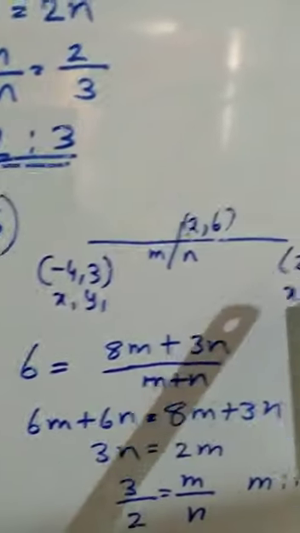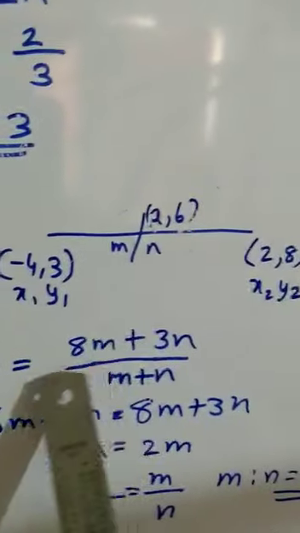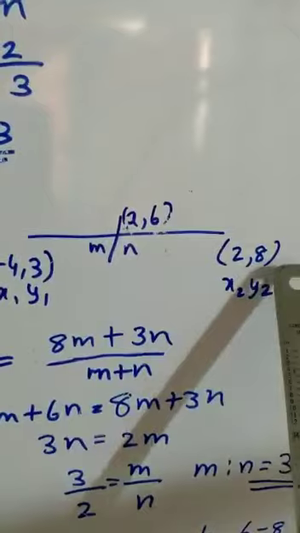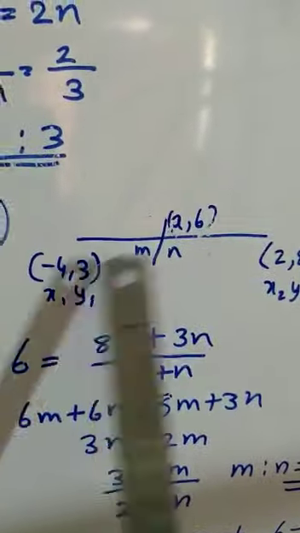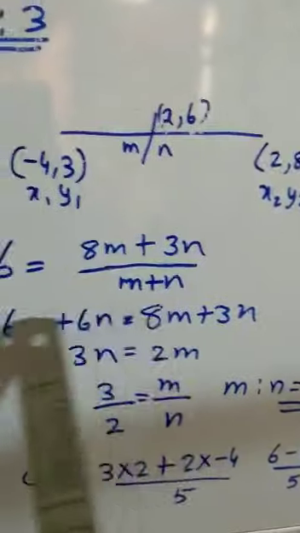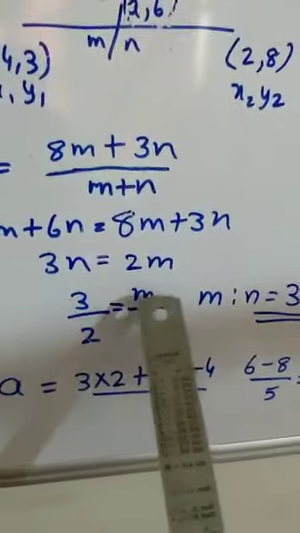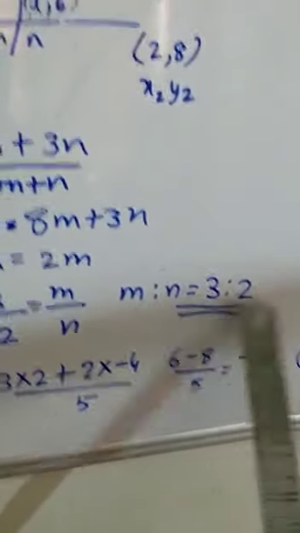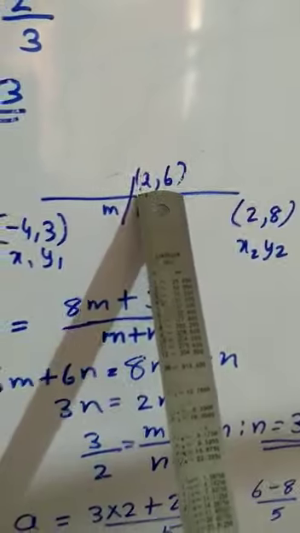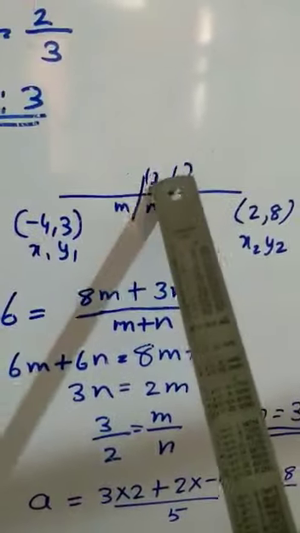So 6 is equal to m into 8 plus 3 into n, over m plus n, because I don't know the ratio. I cross multiply, I get my m upon n as 3 upon 2. My ratio is 3 upon 2. But my question is not to find the ratio. My question is to find the coordinates. That means I have to find my a now.